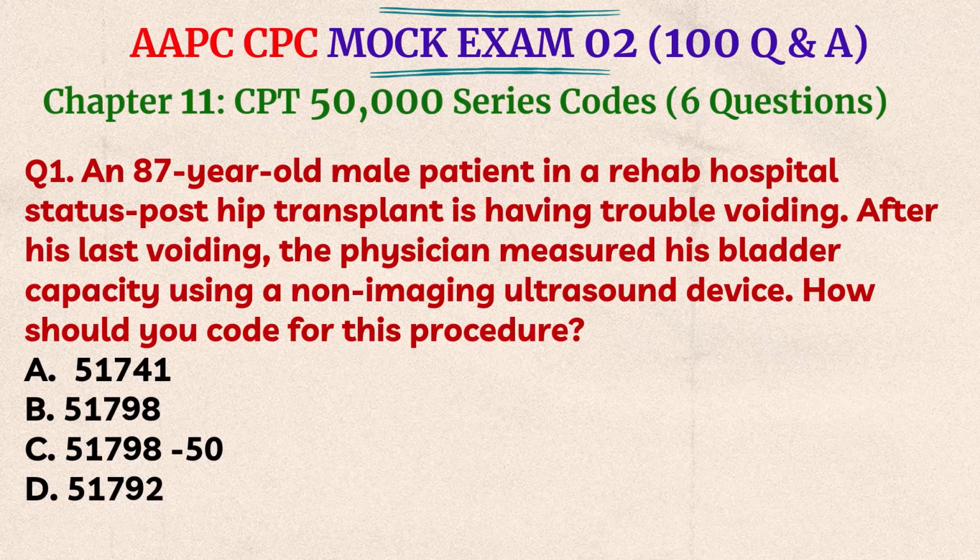An 87-year-old male patient in a rehab hospital status post hip transplant is having trouble voiding. After his last voiding, the physician measured his bladder capacity using a non-imaging ultrasound device. How should you code for this procedure? So there are 4 answers available. Take your CPT code book and find the answer. Here you have to highlight the patient having trouble in voiding, and the physician measured his bladder capacity using a non-imaging ultrasound device. When you look at the answers, all answers are adjacent codes, so you can use the elimination method.